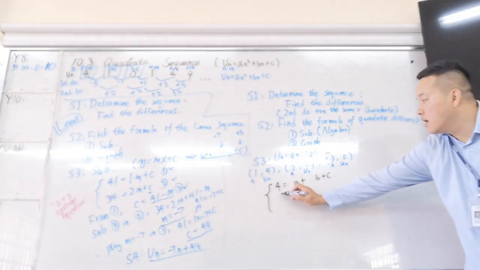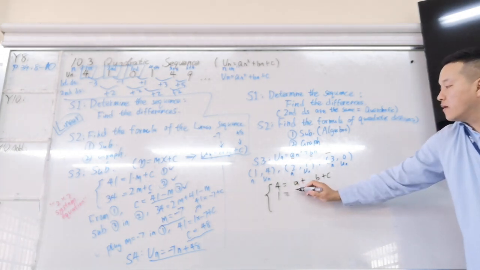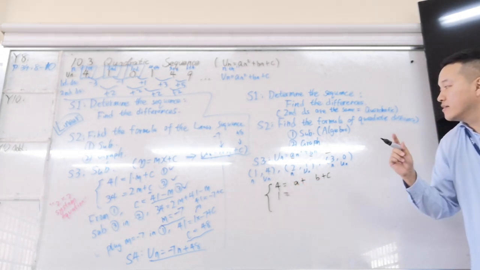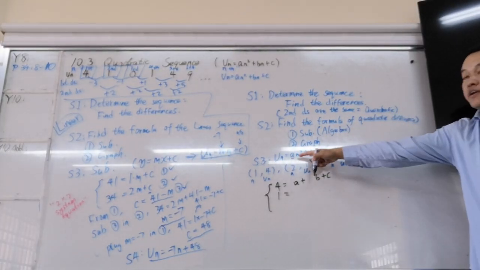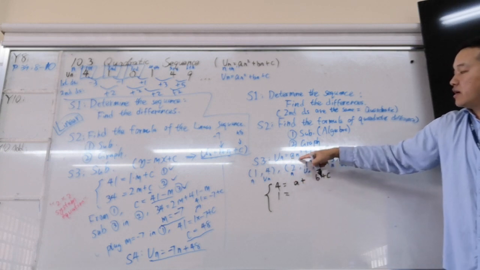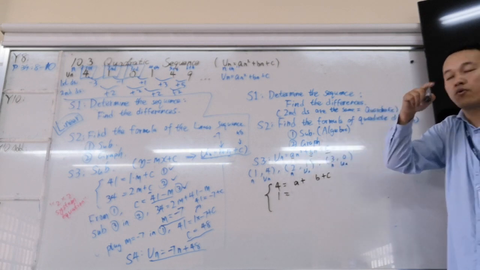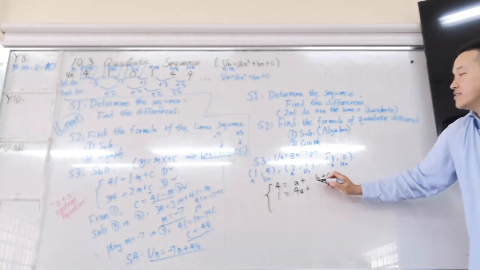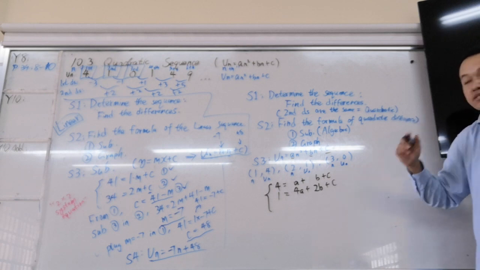What's the next one, Ellen? 1 equals 2a, be careful about that, look carefully. It's a n squared, so if you plug 2 in n, it's going to be 2 squared. 2 squared is 4. So 4a plus 2b plus c.